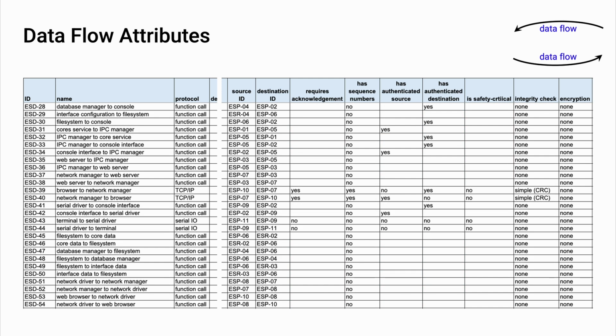In the next set, we have items 28 through 54, and looking at items 39 and 40, we can see that we have the browser to network manager and network manager to browser, which have TCP flows running below the HTTP flows. This is the case described earlier where you have different protocols with different mechanisms that you need to account for.